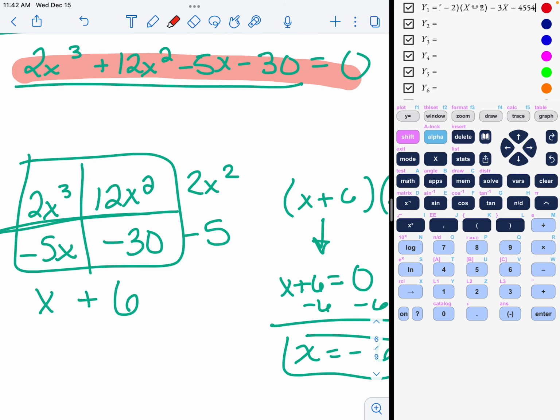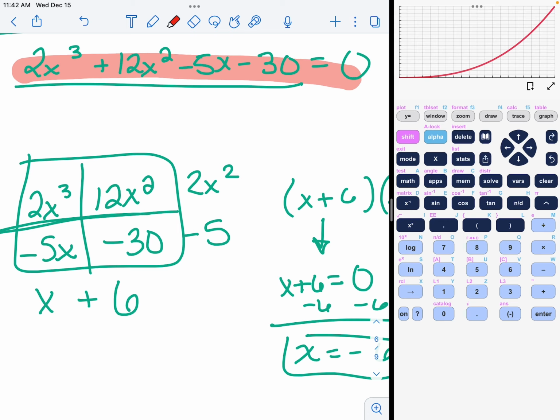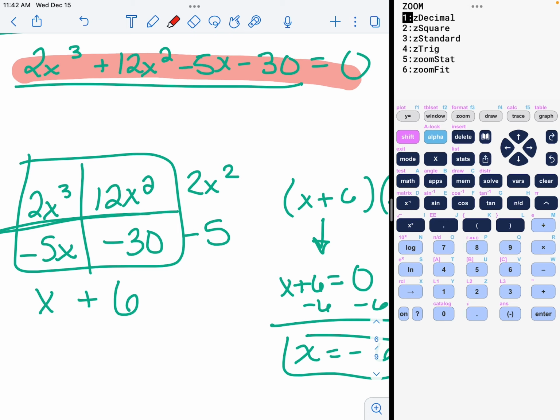Okay, here we go. So I'm going to go to y equals, clear all that stuff out. 2x to the third power plus 12x squared minus 5x minus 30. Now, I'm going to fix my window. Zoom. I want it to be square. Let's try that one. Oh, dear.